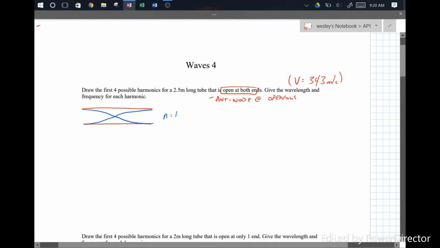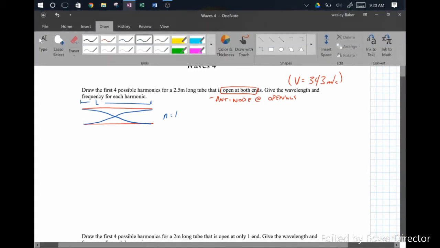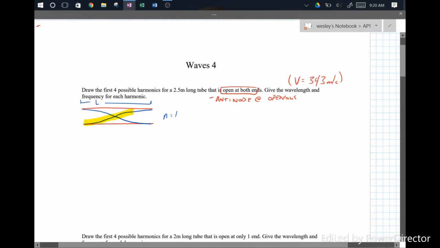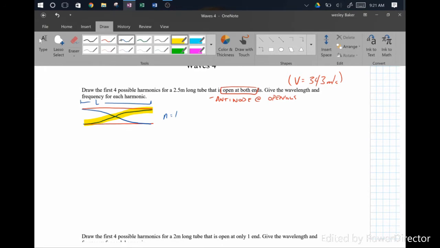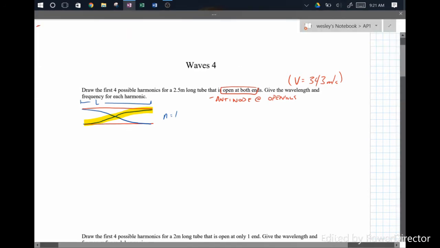So let's go through the whole thing. This length is L, and this is only half of a wave. The whole wave would come back down and stop right there. Because we only have half of a wave, L is equal to 1/2 lambda. If we solve that for lambda, the wavelength is equal to 2L. Since L is 2.5 meters, the wavelength is equal to 5 meters. That's the biggest wave I can put on here.